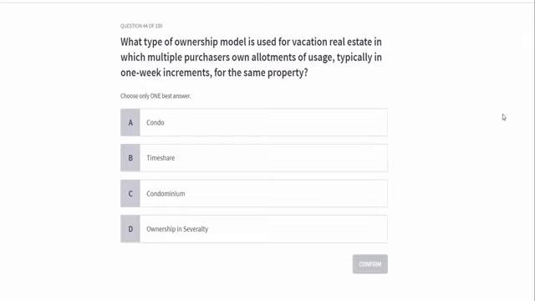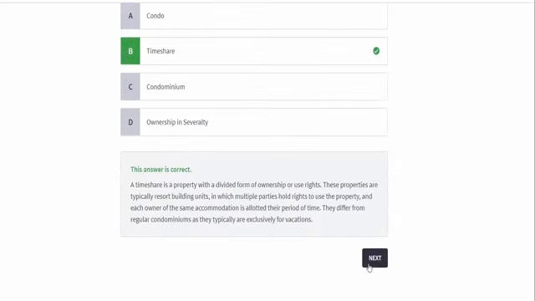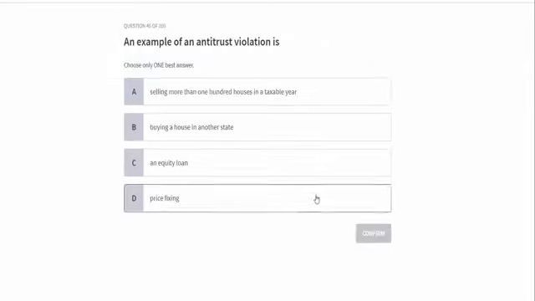All right, so this one's pretty straightforward, pretty easy one. What is the answer? It's going to be B. It's a timeshare, right? So a timeshare is a property with a divided form of ownership or use rights. These properties are typically resort building units in which multiple parties hold rights to use the property. And each owner of the same accommodation is allotted their period of time. They differ from regular condominiums as they typically are exclusively for vacations. So pretty self-explanatory, easy one there.